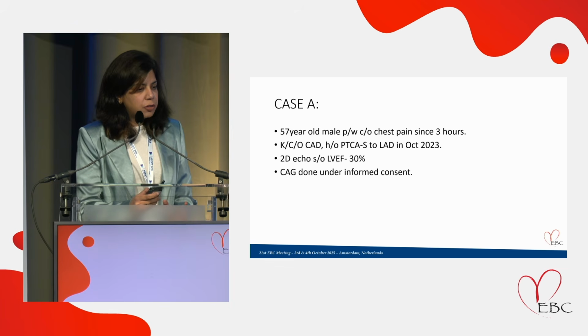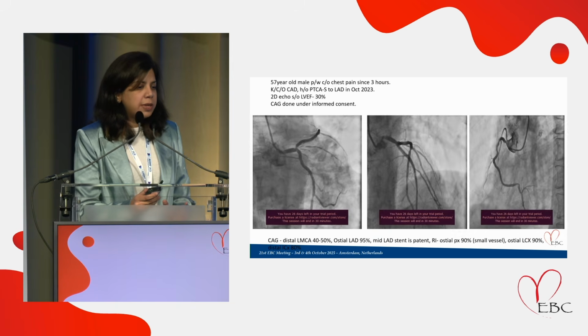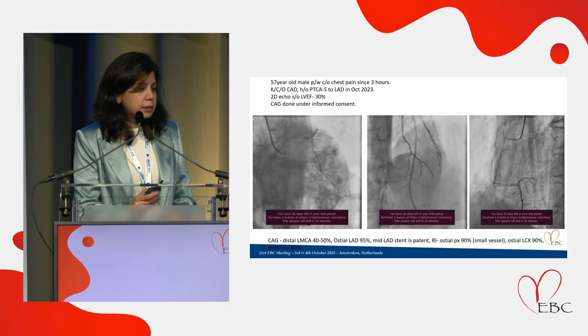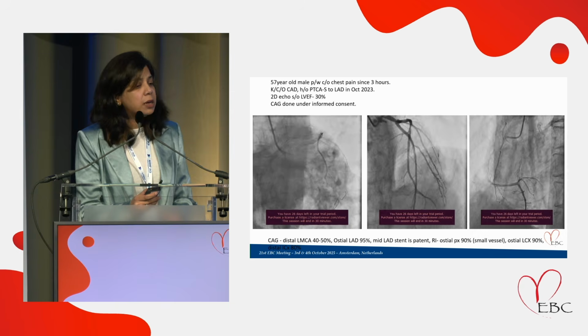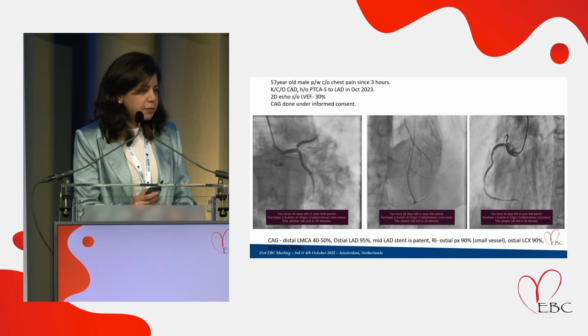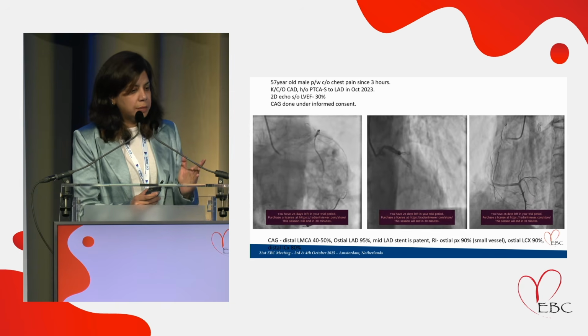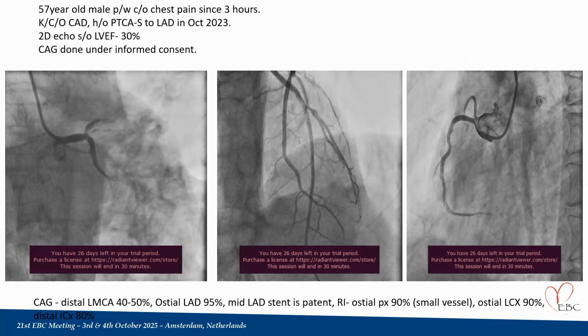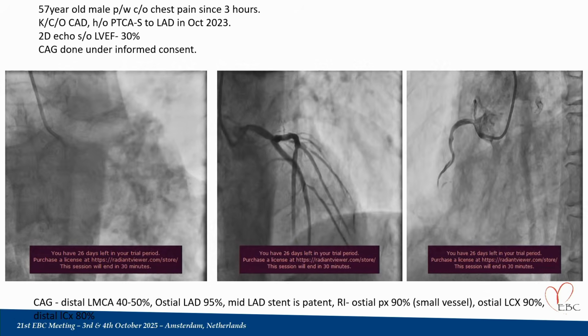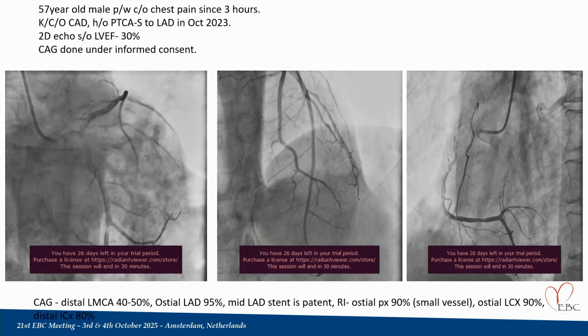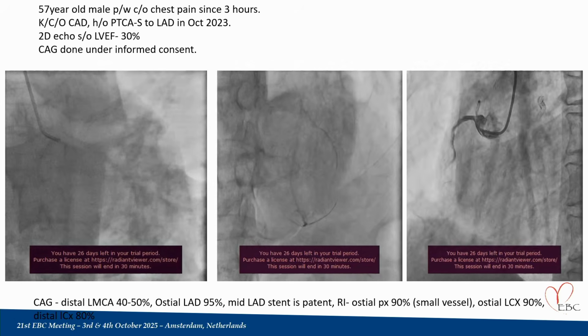So we did the angiogram of the patient, and this was the angiogram which showed that it was a left main bifurcation lesion, Medina class 1,1,1. There was some haziness at the circumflex ostia. The ostia of the LAD was critically diseased with TIMI 2 flow, and the proximal to mid part of the stent was patent. The distal part of the circumflex was also somewhat diseased.